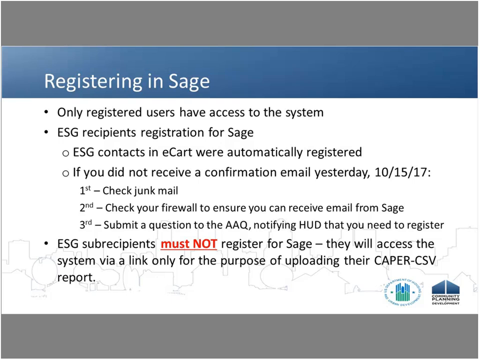So please, if you are getting any questions from your subrecipients, reiterate to them that they must not register in Sage. Do not have them send an AAQ requesting registration. They will access the system via a link, and it's only for the purpose of uploading their CAPER CSV report. So they're going to click on a link that they're going to get through an email that is system generated. The link will enable them to upload their CSV file, and they're done with the system. Next slide, please.